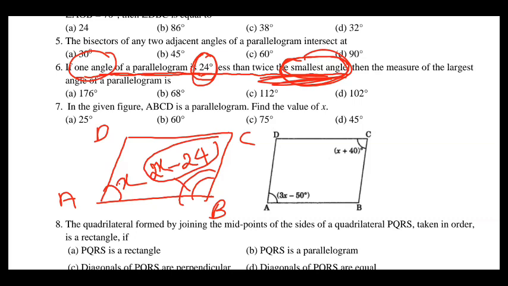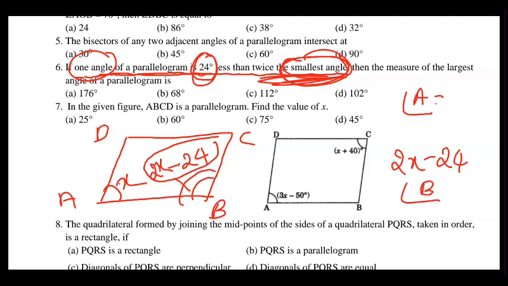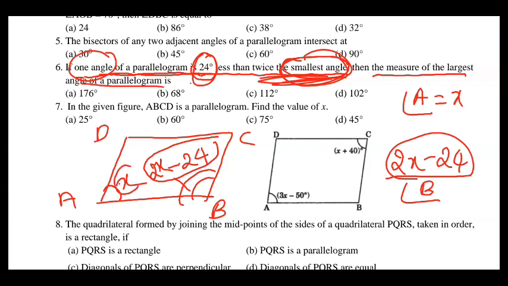Yes. देखिए इसका किस तरह लिख सकते हो? 2x minus 24 will be angle B. समझ में आ रहा है? So angle A is equal to x, and angle B will be equal to 2x minus 24. That's all. अब उन्होंने question पूछा है, the measure of the largest angle of the parallelogram. मतलब angle A is equal to how much? Angle B is equal to how much? अब आप ढूंढ कर बताओगे.